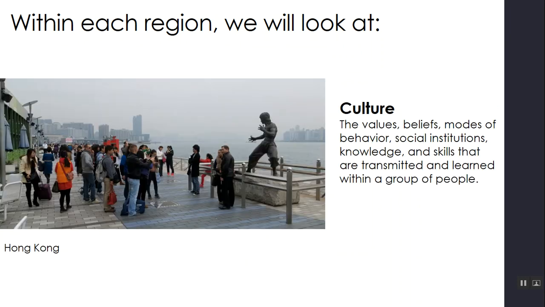Next, we're going to be looking at culture, and here is a picture from Hong Kong. Culture can be defined as the values, beliefs, modes of behavior, social institutions, knowledge, and skills that are transmitted and learned within a group of people. There's often a huge cultural variation within regions, but some cultural aspects that bind a region together.